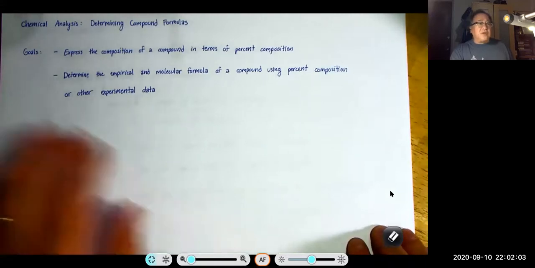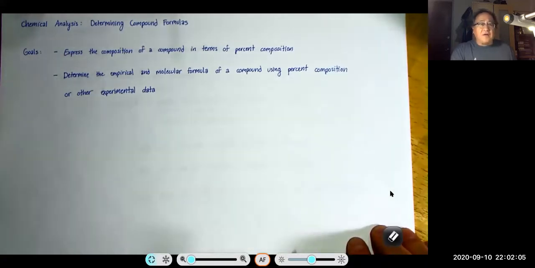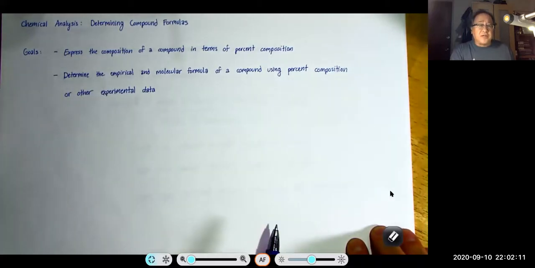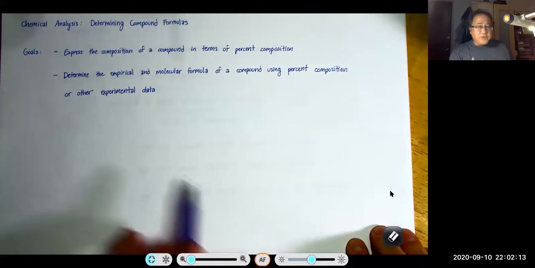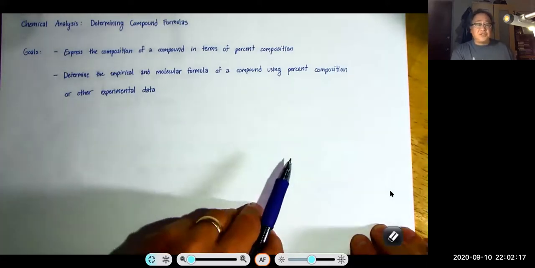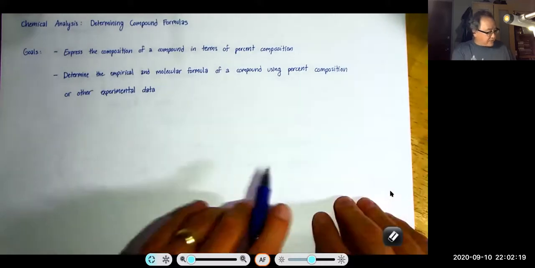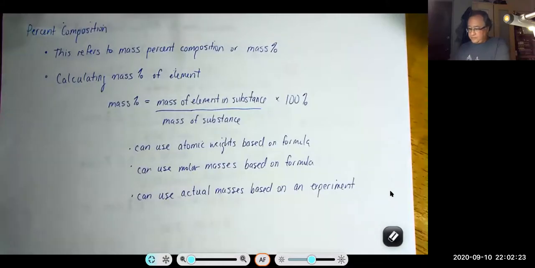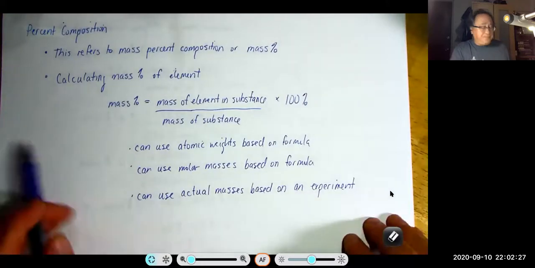Next section we're going to be looking at determining compound formulas. The goals are to express the composition of a compound in terms of percent composition and to determine the empirical and molecular formula of a compound using percent composition and other experimental data. So let's look at percent composition.